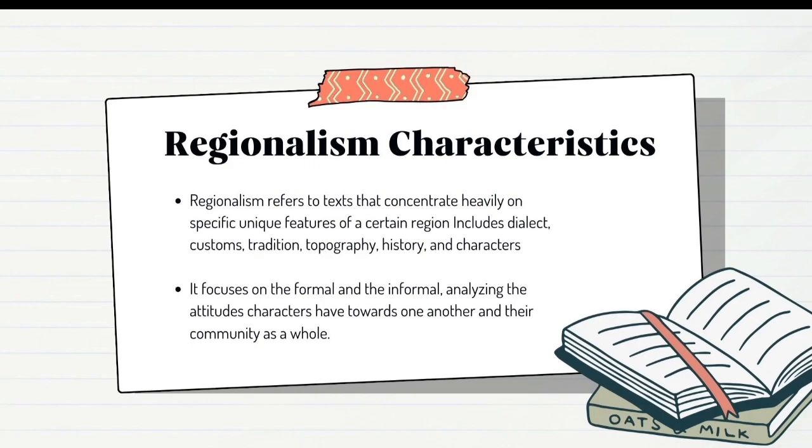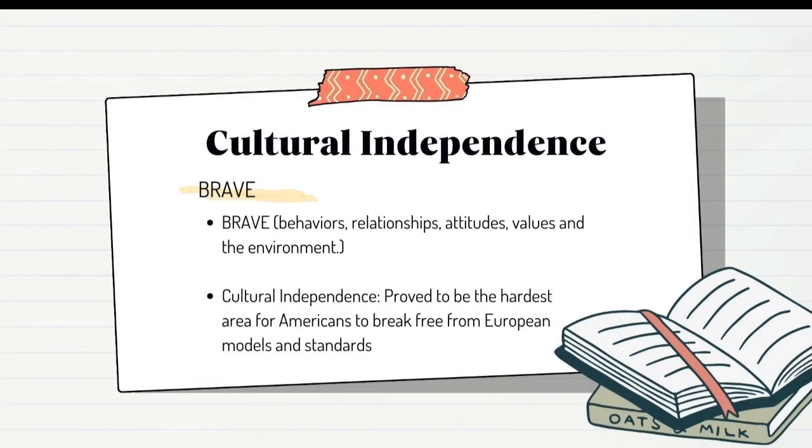Also, it focuses on the formal and informal, analyzing the attitudes the characters have towards one another and their community as a whole. Next is cultural independence. Cultural independence is associated with the abbreviation BRAVE: B for behaviors, R for relationships, A for attitudes, B for values, and E for environment.